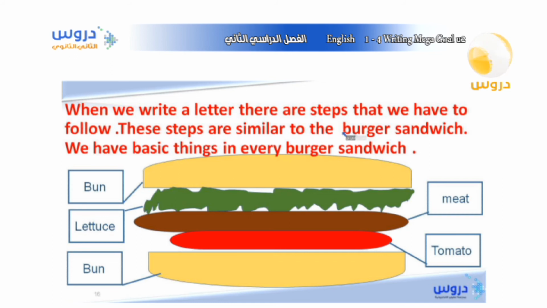These steps are similar to the burger sandwich. We have basic things in every burger sandwich. As you see here, we have bun, here we have lettuce, here we have meat, for example, and we have bun here. We have tomato. We cannot put tomato here. We have to put it here. And we have meat. So these are rules of writing letter. We have step 1, step 2, step 3. Okay?